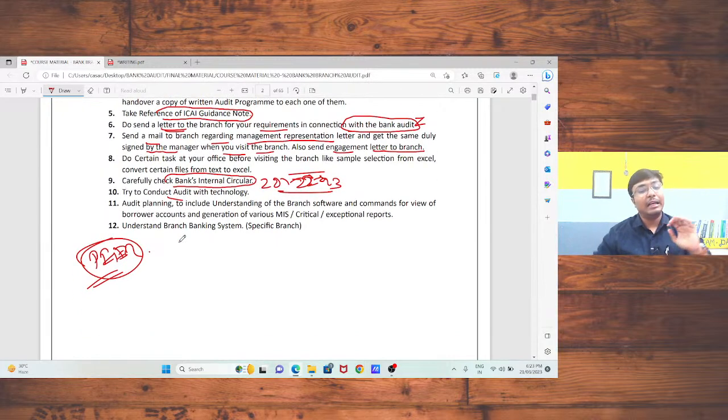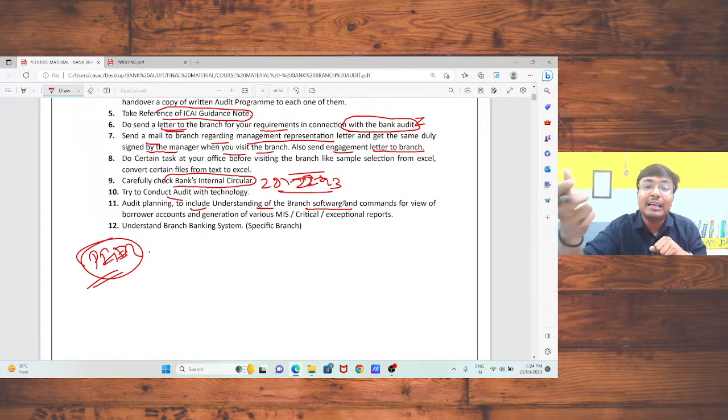Try to conduct the audit with technology. We had already discussed that without technology you can't complete the audit in an efficient way. Audit planning should include understanding of the branch software. You should know the branch software, the CBS software the branch is going to use. What is the CBS software? That is Finacle, or your FinnOne, or your other CBS banks. Whatever software the bank is going to use, before starting the bank audit you should take note of what the commands are for using that particular software.